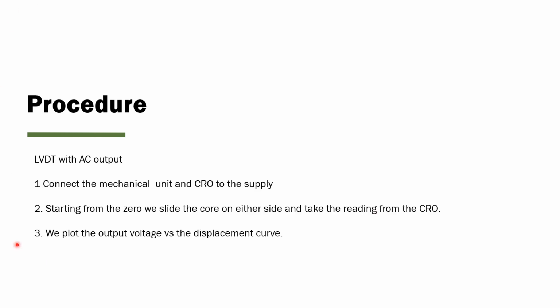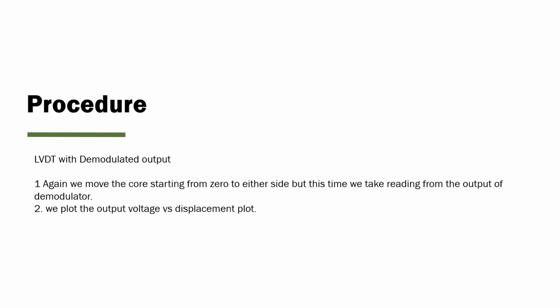So we'll be taking two readings, one for the demodulated output and one for the modulated output. And for the AC output, you need to connect the mechanical unit to the CRO, and then you can start from one side and go to the other side, or you can start from zero and go to either side and take the reading from the CRO, and then we plot the output potential versus the displacement curve. For the demodulated output, we directly take the reading from the display that we have on the kit, and then we plot the output potential versus the displacement curve.